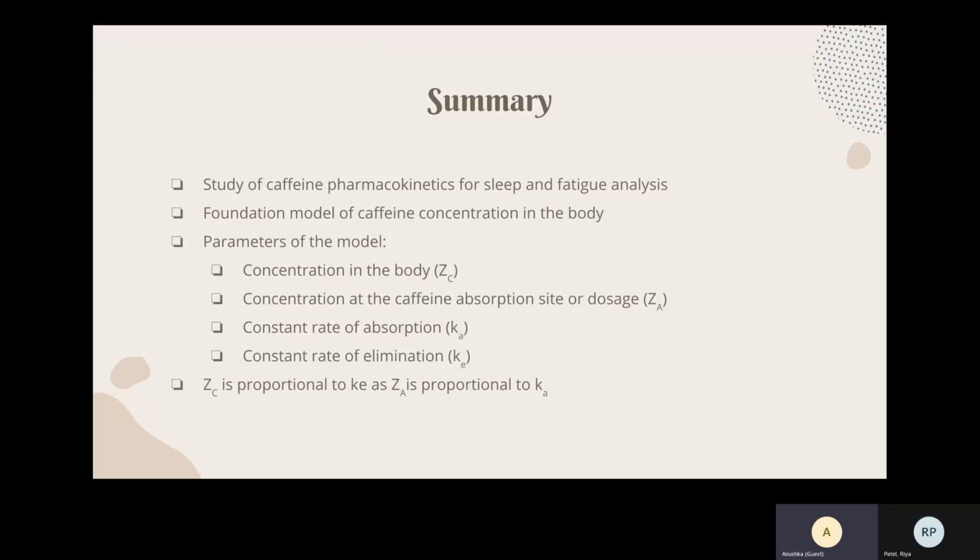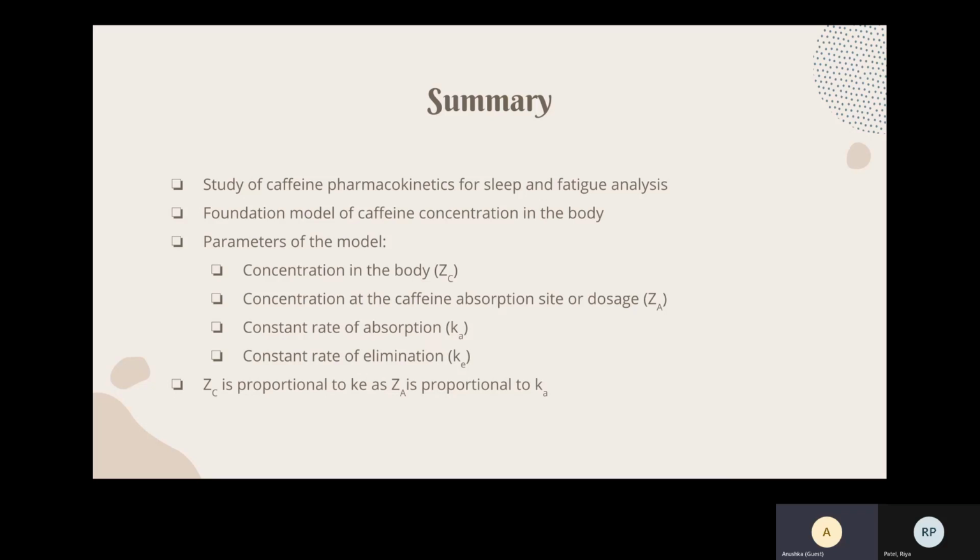To construct models that would directly target these components, a model for caffeine concentration in the body, developed by Garibaldi and Perrier in 1975, was used as a foundation. This model uses four key variables: Z of C for caffeine concentration in the body, Z of A for caffeine concentration at the absorption site, also referred to as the dosage, K of A for the constant absorption rate of caffeine, and K of E for the constant elimination rate of caffeine.